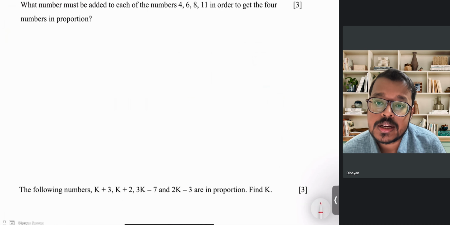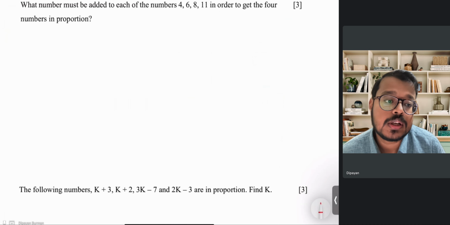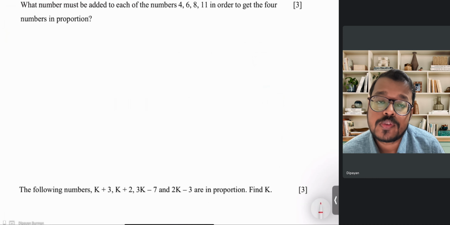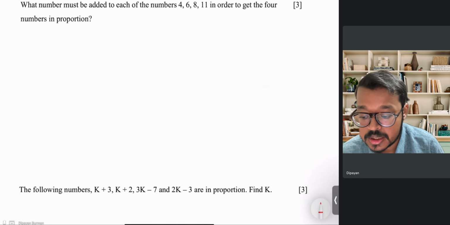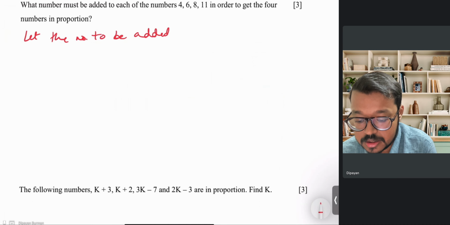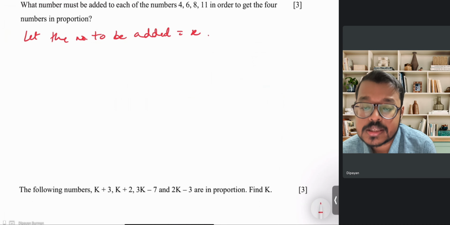So if I check right now, 4, 6, 8 and 11 are not in proportion. So we need to add the same number, one number, to each of these four numbers so that the new four numbers will be in proportion. So we'll start the solution by saying let the number to be added be equal to x.